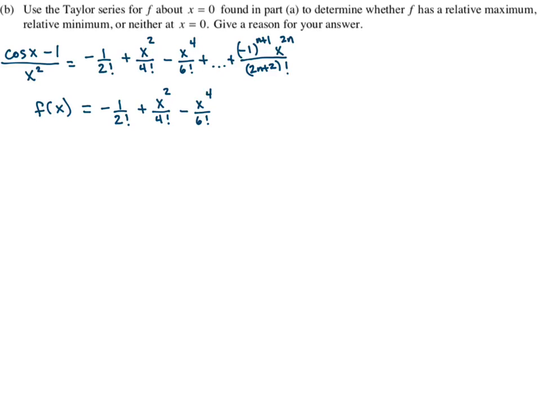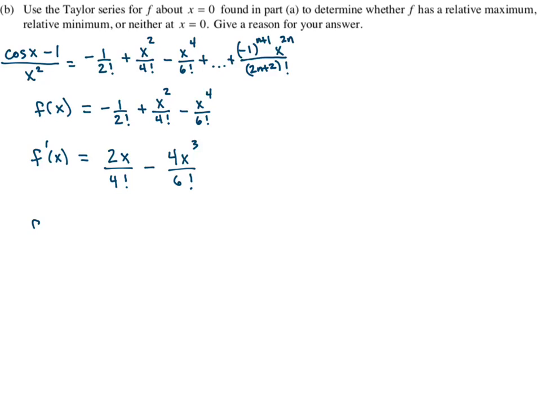But if I'm finding relative max, relative mins, I'd first find the derivative. So I'm just going to find the derivative of that f of x. The first constant goes away, and I just did a power rule on the other 2. So 2 moves to the front, drop it by a power. 4 moves to the front, drop it by a power.